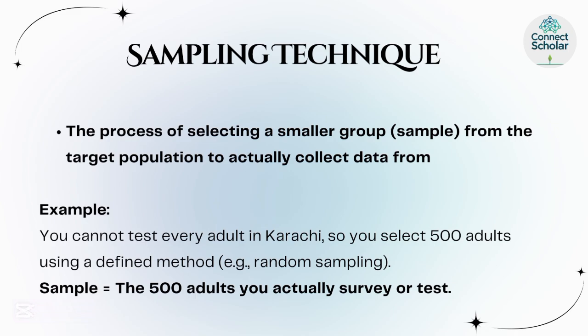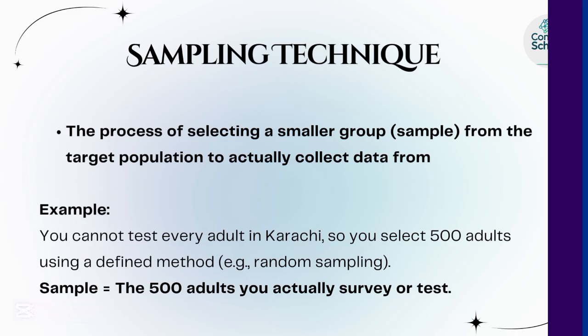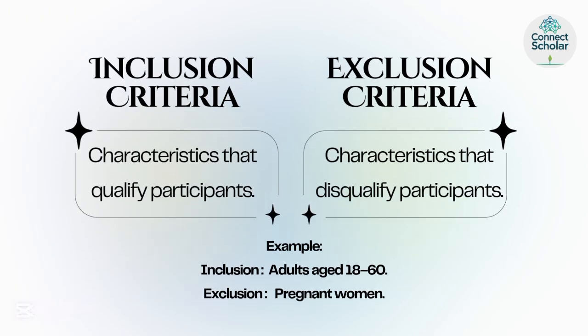So after completing study design, we will be making a video on sampling techniques. Next is inclusion and exclusion criteria. Inclusion criteria are the characteristics that qualify a participant to be part of your study, and exclusion criteria are the characteristics that disqualify a participant from being part of your study.